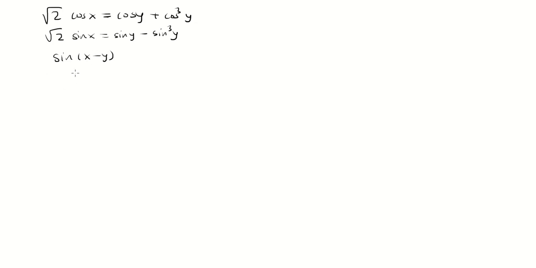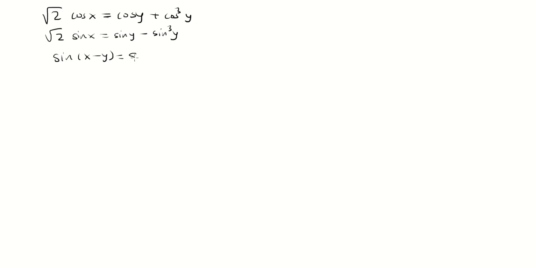If square root of 2 times cosine x equals cosine y plus cosine cubed y, and square root of 2 sine x equals sine y minus sine cubed y, we want to find what sine of x minus y is. So let's first start off with sine of x minus y.